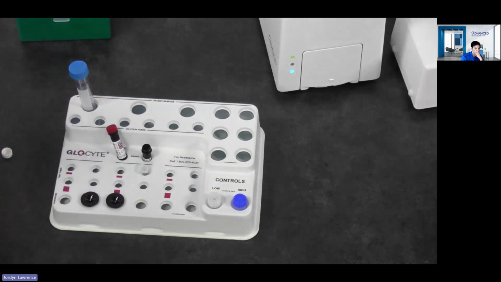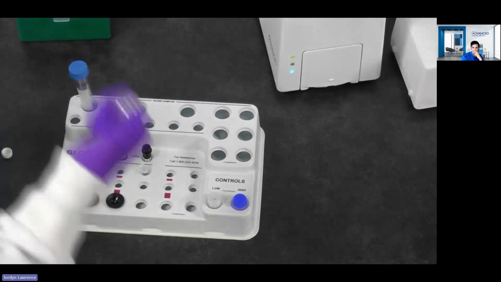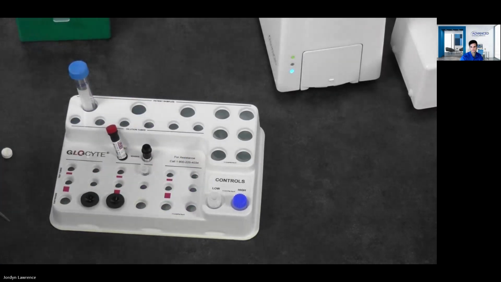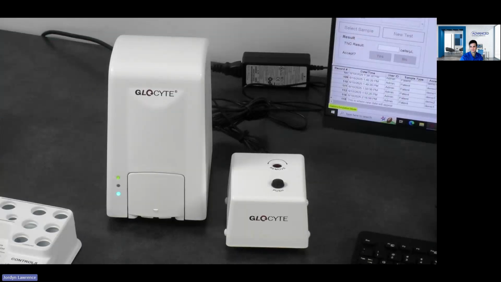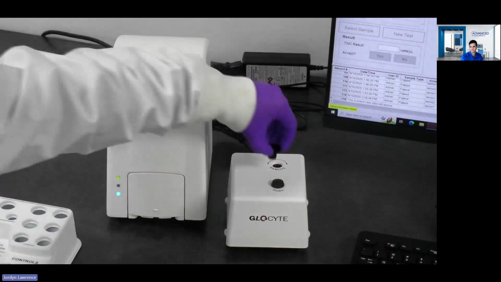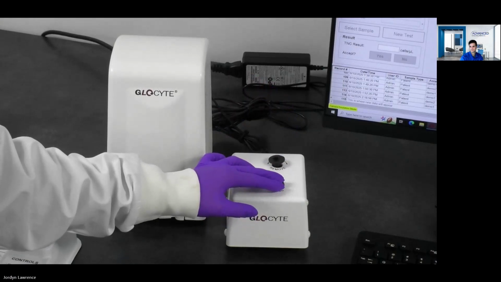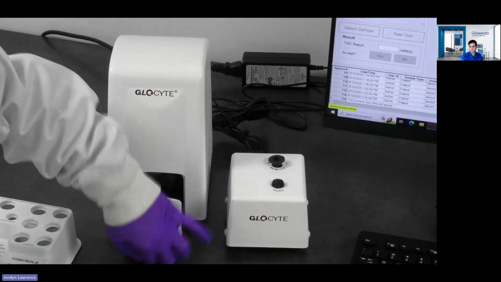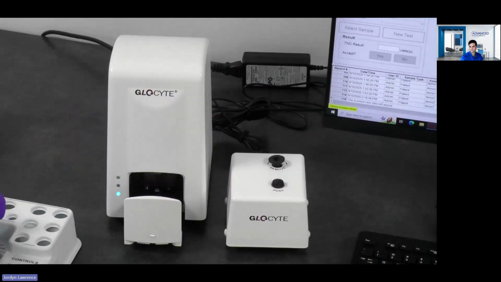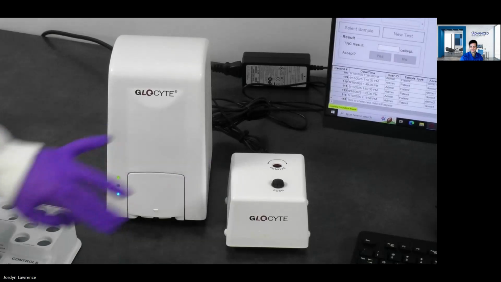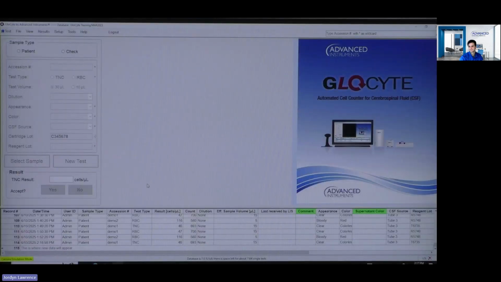I put it into our test cartridge. Get over to the vacuum station, press my favorite button ever. Watch the sample go down. Get rid of this other sample that I have here. Pop this into the GloCyte. Bring you back over to the software.